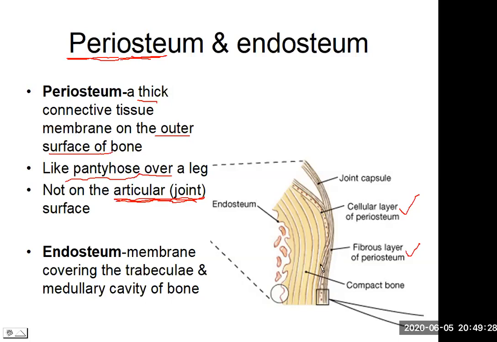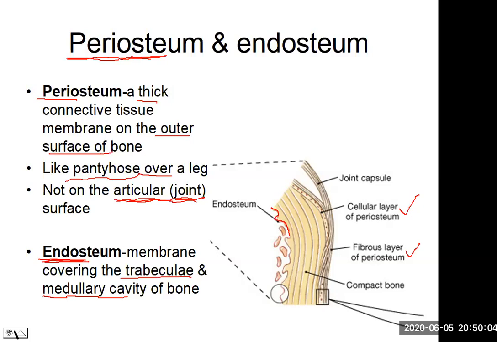Whereas now on the internal surface, and as we just mentioned, lining the trabeculae, the fragments of spongy bone, as well as lining that large hollow medullary cavity, the very thin, delicate internal membrane, this is known as endosteum. And again, the prefix endo, internal, deep, we'll see these prefixes all the way up until the final exam. So we want to become accustomed to those.